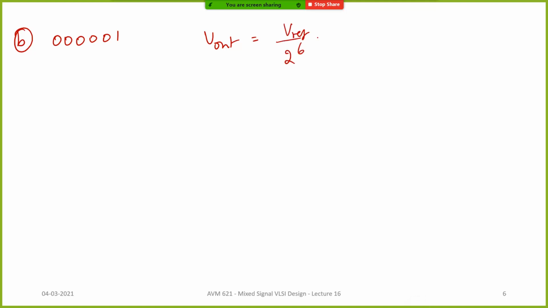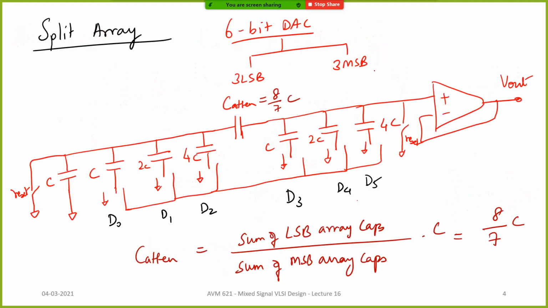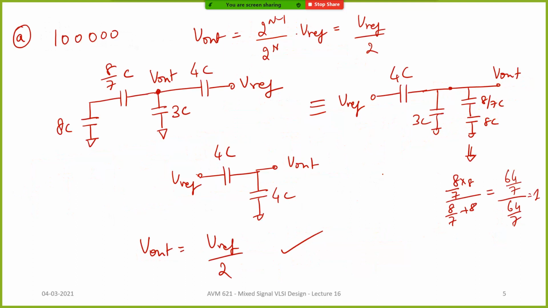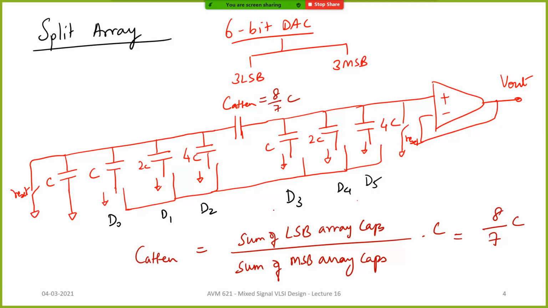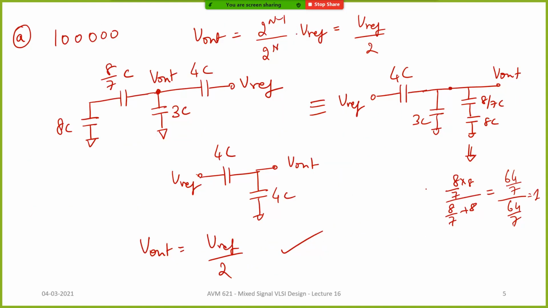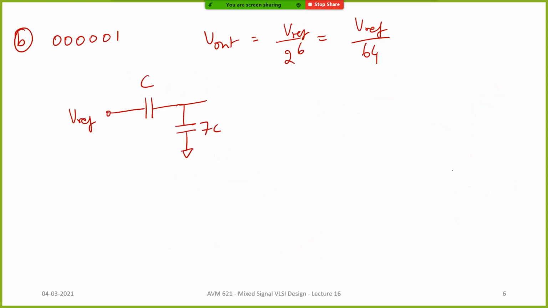Here n is 6. So what will you get? Vref divided by 64. Okay. So let us see whether we are getting that. So here again what happens? You have Vref connected to a single C, and what is the capacitance connected to ground here? You have C plus 2C plus 4C, that is 7C, and you have 8 by 7C, right?